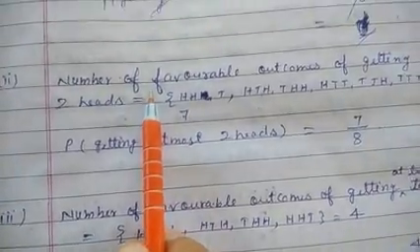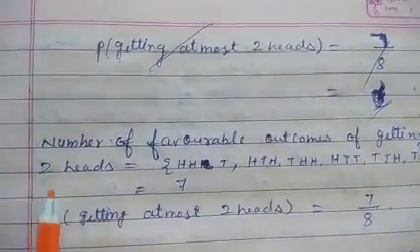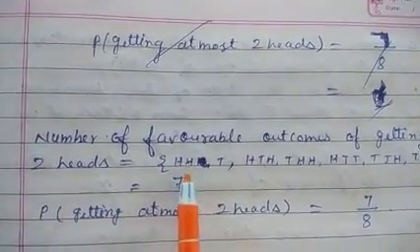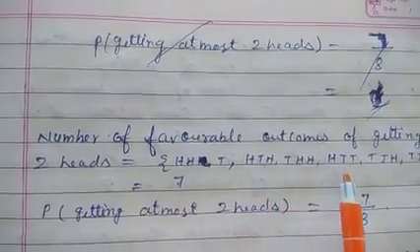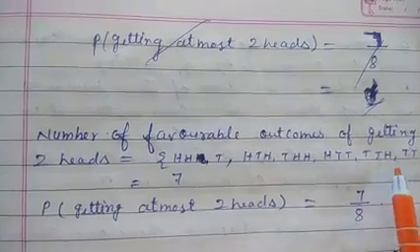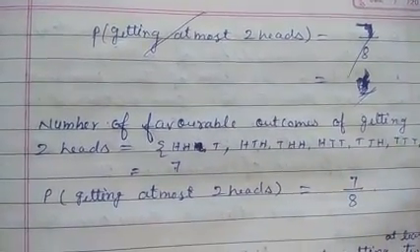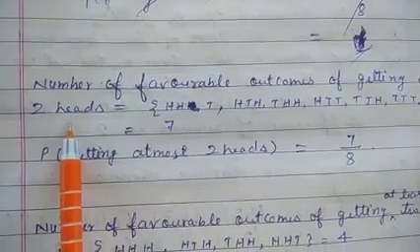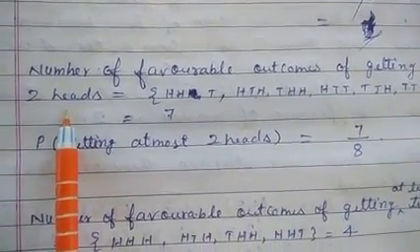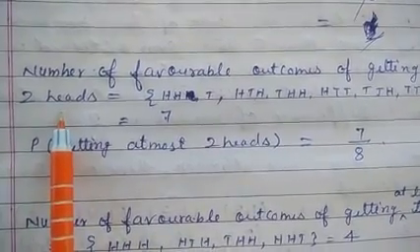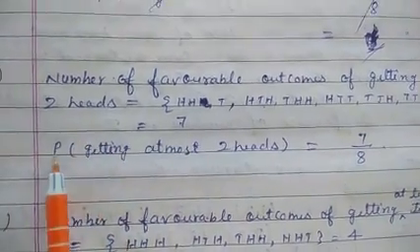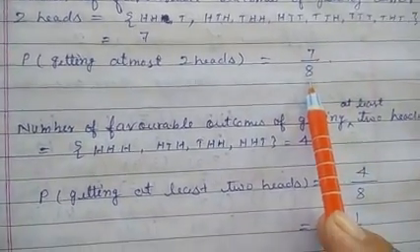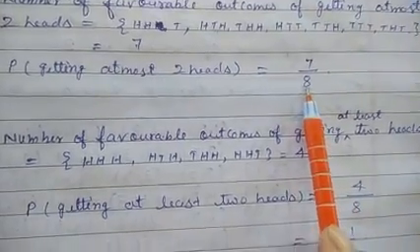See another part. The number of favorable outcomes of getting at most two heads. Only at most two heads, not more than two heads. It means head head tail, head tail head, tail head head, tail tail head and so on. In this question we are not including more than two heads, but less than two heads is also included. It means there is no head, tail 3 times. So it is also included. So the probability of getting at most two heads is favorable cases upon total cases, and the favorable cases are 7 upon 8.